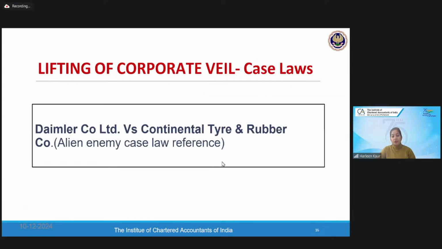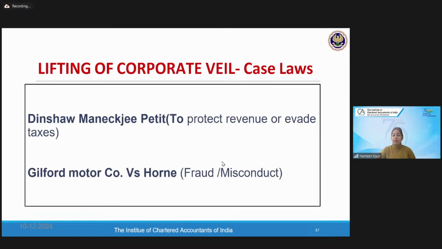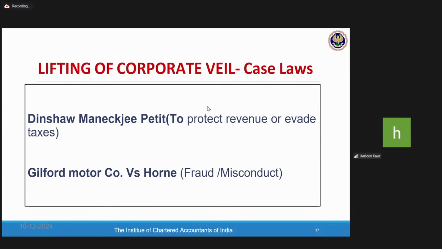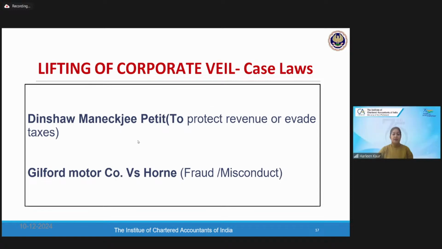Daimler Company Limited versus Continental Tire and Rubber, where we started with alien enemies, when German citizens formed the England company and during the World War were not allowed to have trading relations with England. And Gilford Motor Company versus Horne was for fraud and misconduct, where somebody was trying to solicit the customers of the previous company. So the previous company filed a case against them that you are not supposed to do such kind of acts. So I hope everyone is 100% clear about these case laws that we discussed in the previous class.